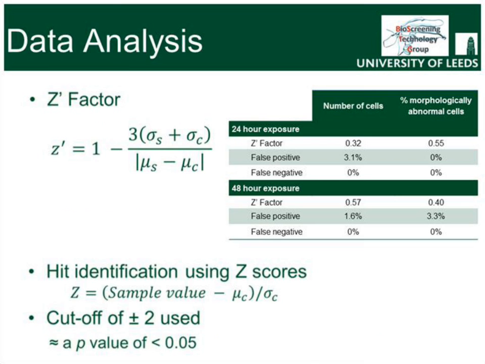We identified hit compounds as those 2 or more standard deviations away from the mean of the vehicle controls, i.e. those compounds with a Z-score of greater than plus or minus 2. This cutoff was chosen as it correlates to a p-value of 0.045, and thus hits will be statistically significantly different from the negative controls.